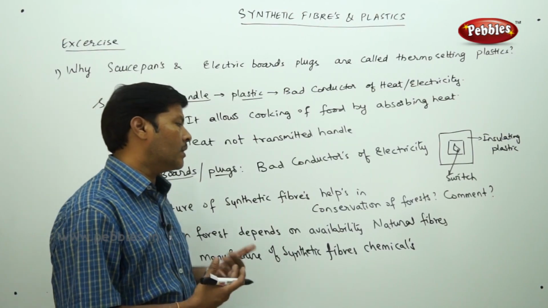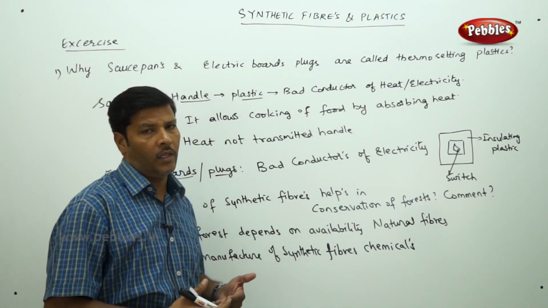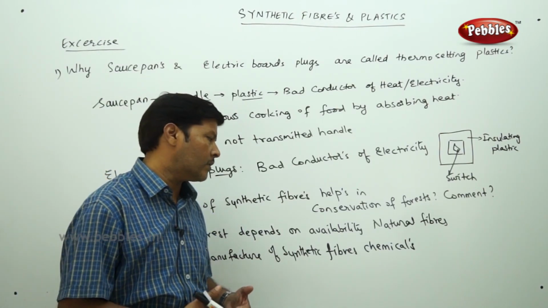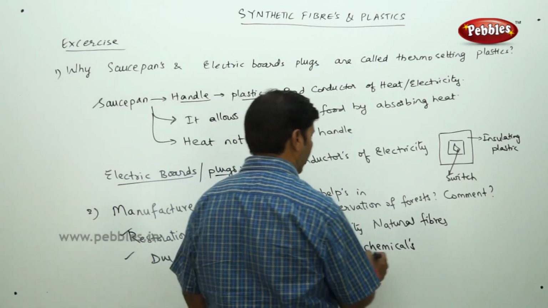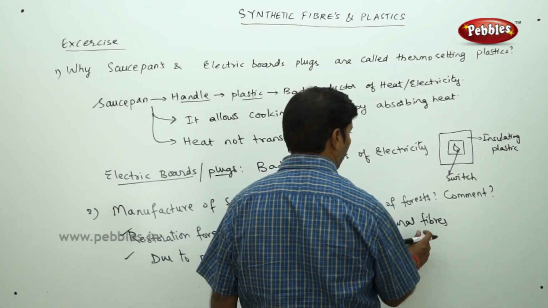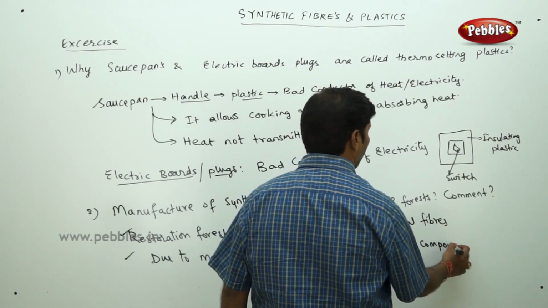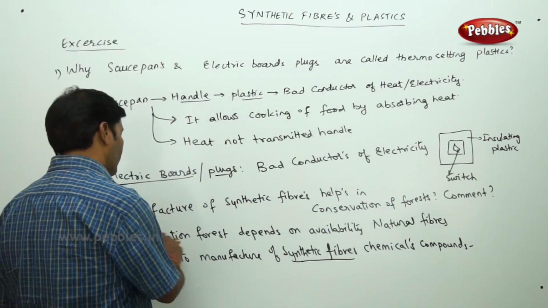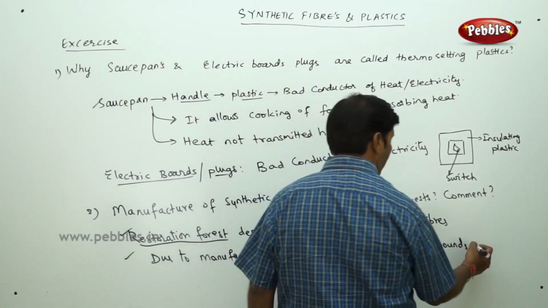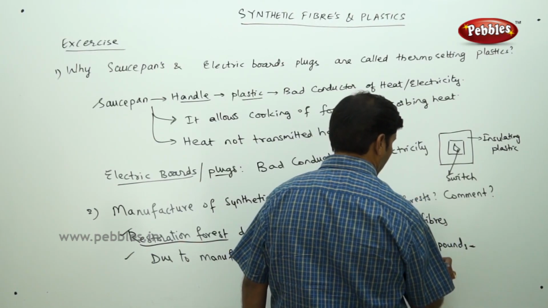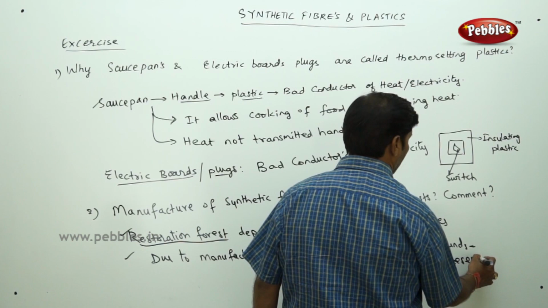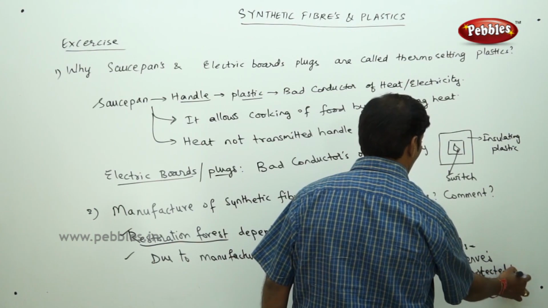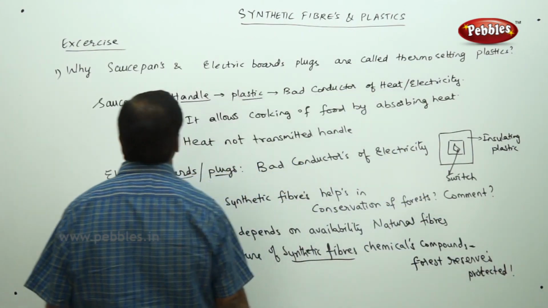These synthetic fibers function like natural fibers, in the form of bioplastics. Synthetic plastics also work like bioplastics. So whatever synthetic fibers we are preparing from chemical compounds, therefore we are maintaining the restoration of the forest. That means forest reserves are protected. This is one particular point which you have to keep in mind.